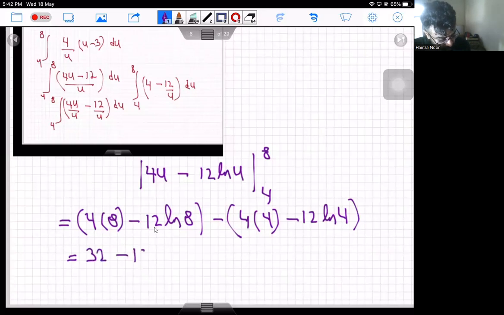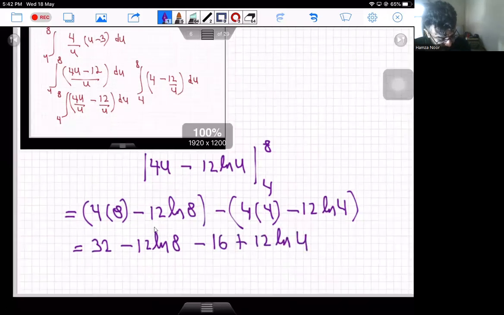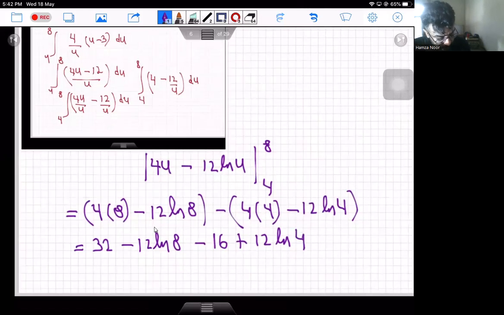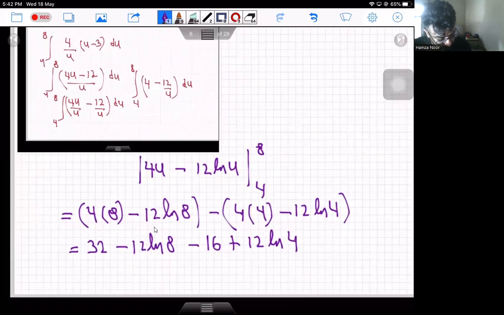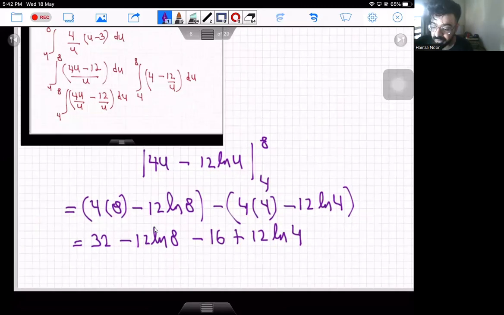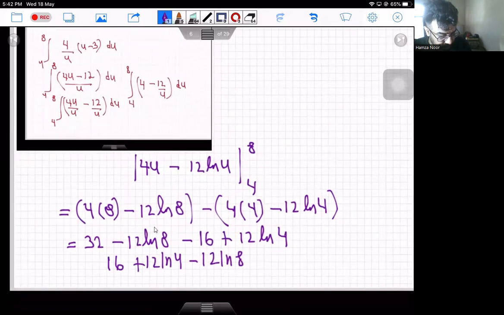So 32 minus 12 ln 8 minus 16 and plus 12 ln 4. Sorry, ln 4, not ln u. Okay. And now we can say that 32 minus 16 is 16. 16 plus 12 ln 4 minus 12 ln 8. And now we can say that 12 can be taken as a common term. 16 plus taking 12 as common multiplied by ln 4 minus ln 8.